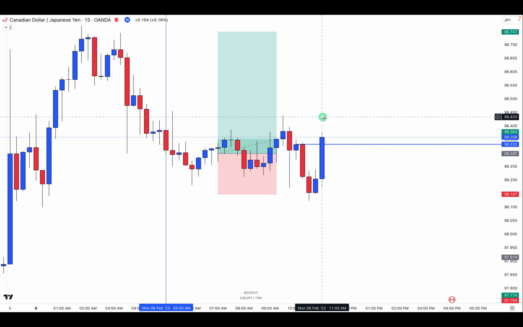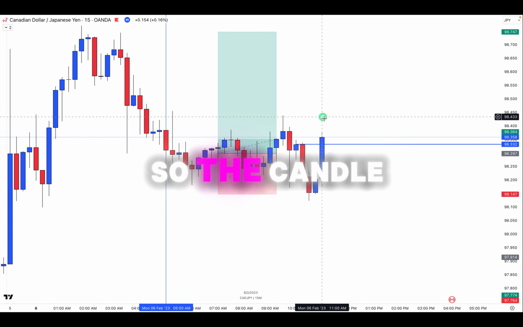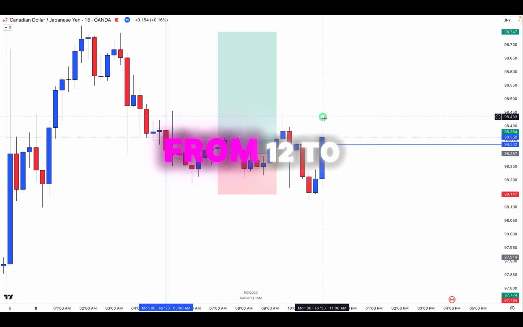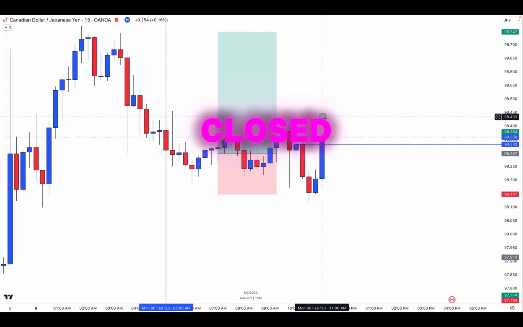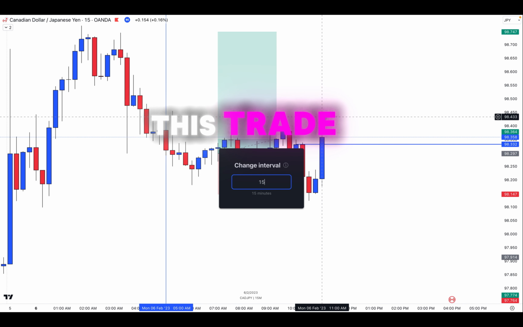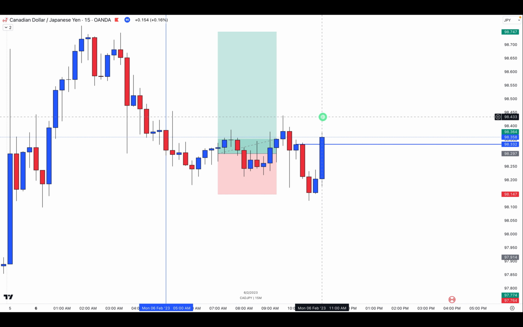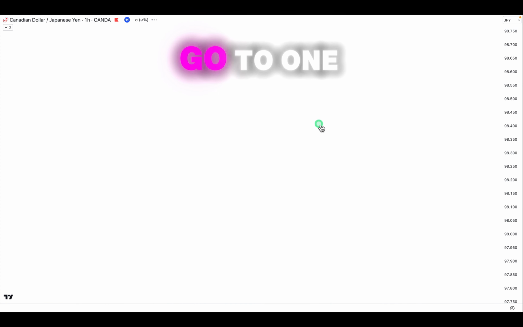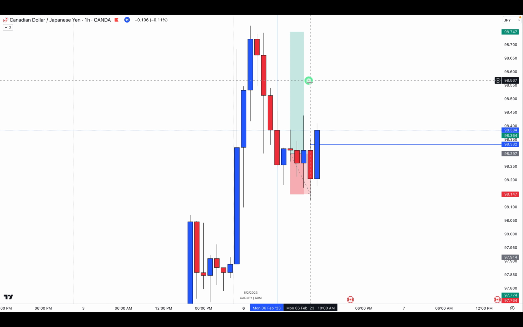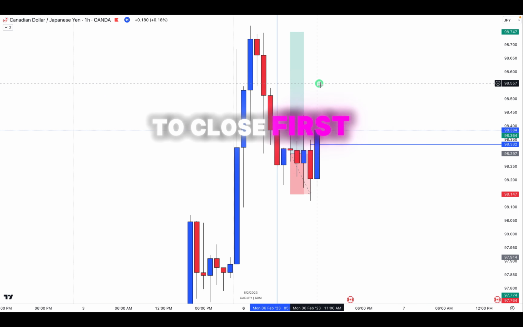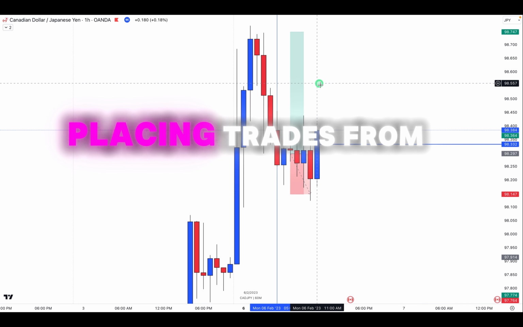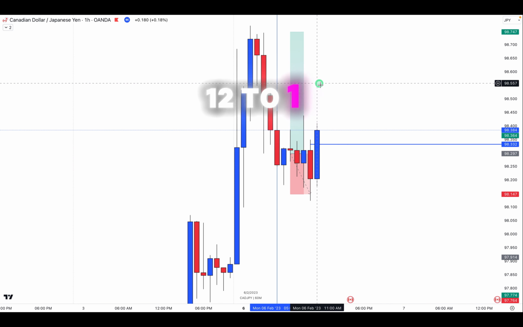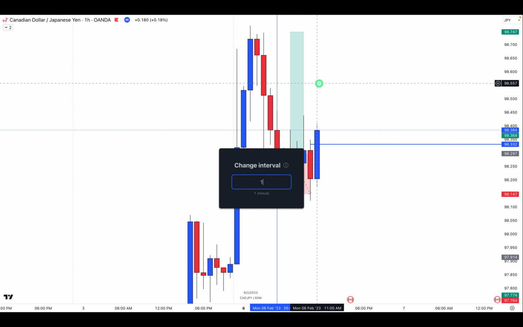So let's see on H1, this is 11. The candle from 11 to 12 should have closed bullish for us to actually enter this trade. If you go to the 1 hour time frame, you can see this candle here. This candle is bearish, so we'll be waiting for this candle to close first. We'll only be placing trades from 12 to 1. Let's go back to the M15.